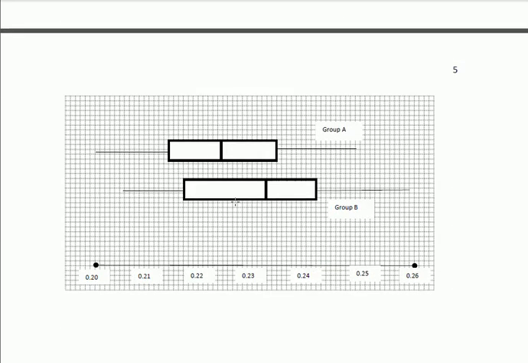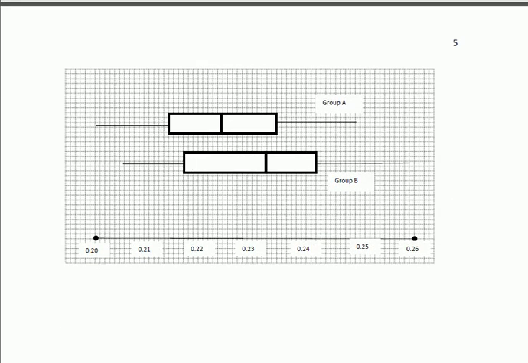For the box and whisker diagram, we draw according to the scale as given at the bottom. This is the lower quartile, this is the median value, and this is the upper quartile. Similarly, for group B, this is the lower quartile, this is the median value, and this is the upper quartile.